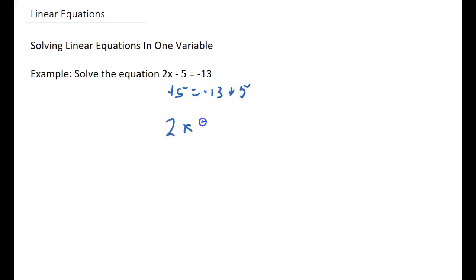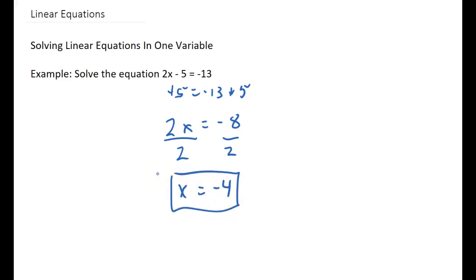That gives me 2x equals negative 8. And I'm going to divide by 2. And so 1x equals negative 4. And that is our answer.